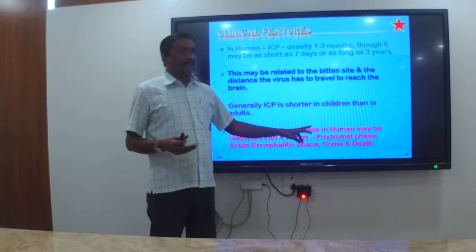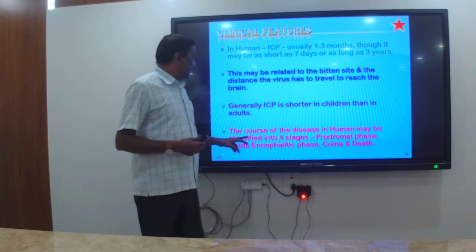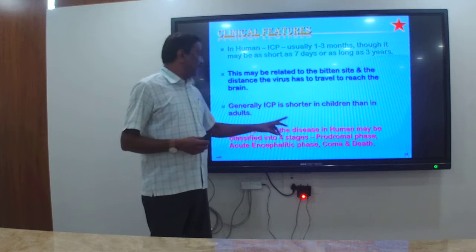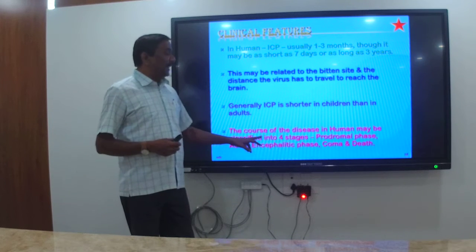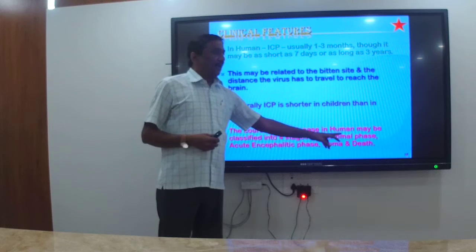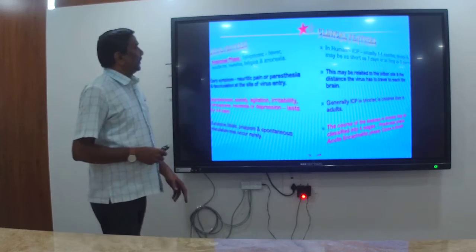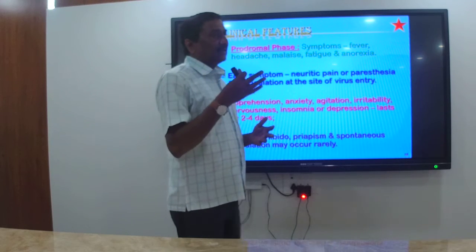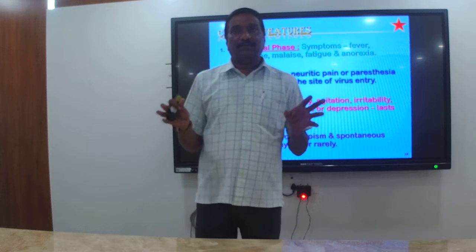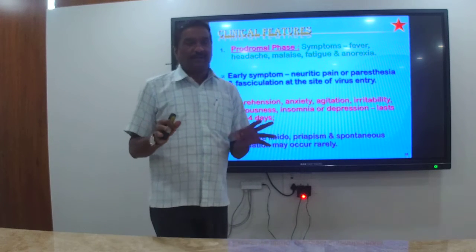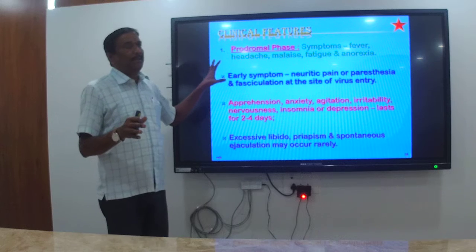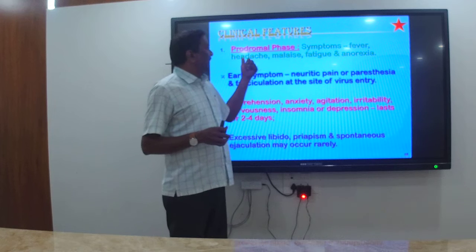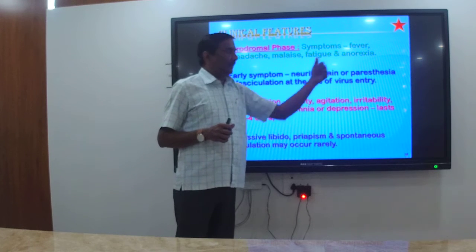The course of disease, rabies, in humans may be classified into 4 stages. First is called the prodromal stage or prodromal phase, then acute encephalitis phase, coma, and death. Now during the first prodromal phase, symptoms are seen as they are seen in usual viral infections. In most viral infections, these are the common features seen initially in a patient, such as fever, headache, malaise, fatigue, and anorexia.